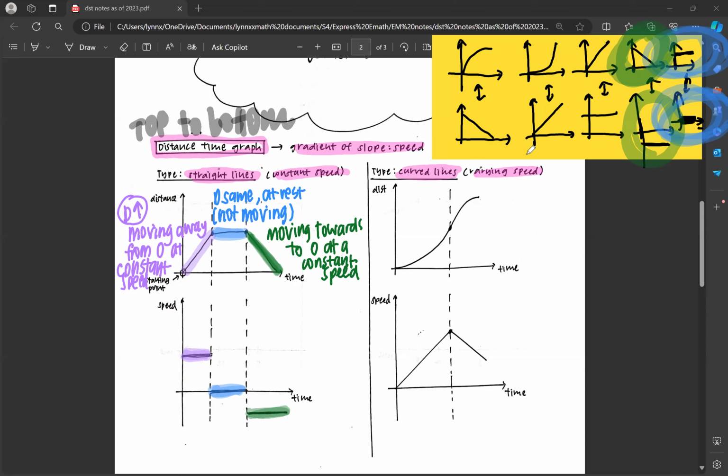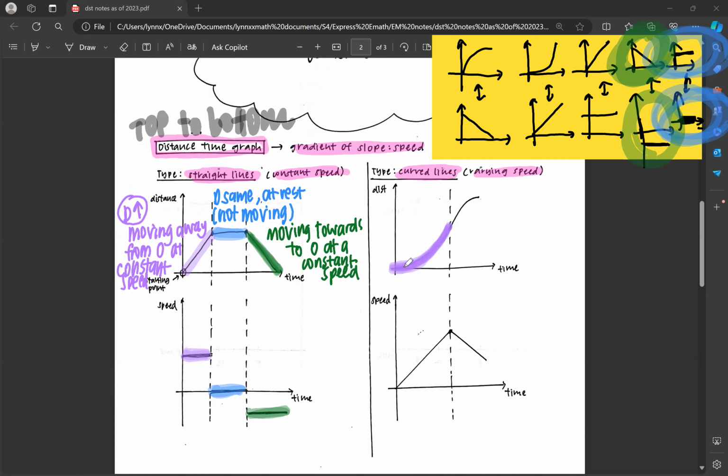If speed is varying, I will no longer have this kind of flat line. My speed will be increasing and decreasing. Clear so far? That is the difference between straight line and curved line. So let's go through the distance. Let's do the purple one again, the first region. Can you see the purple one right here?